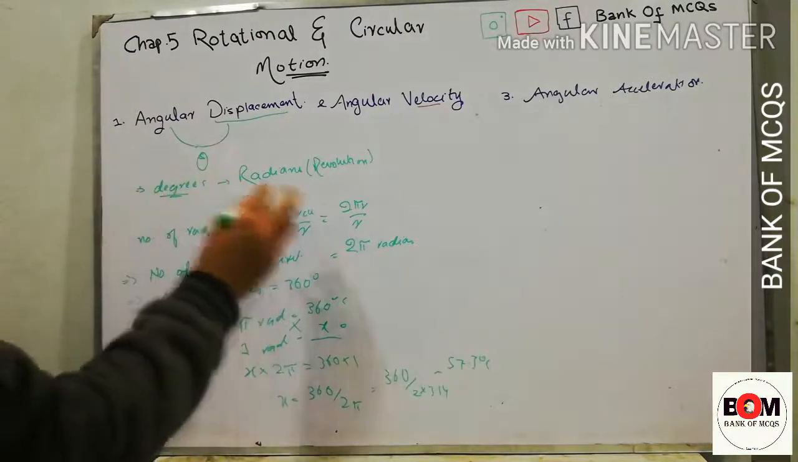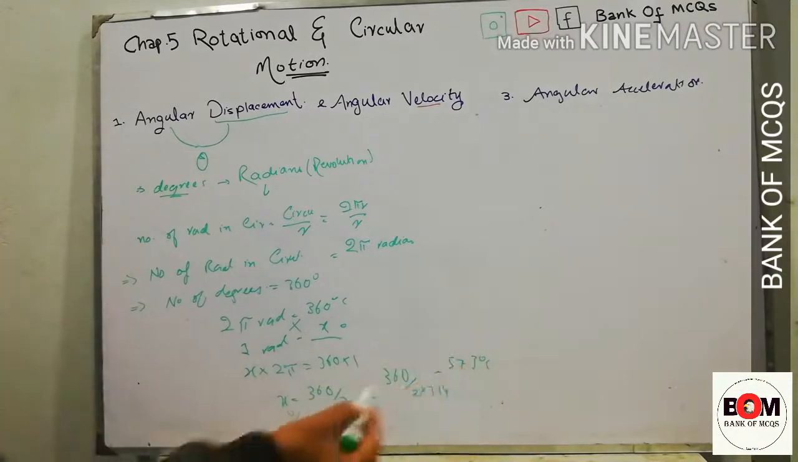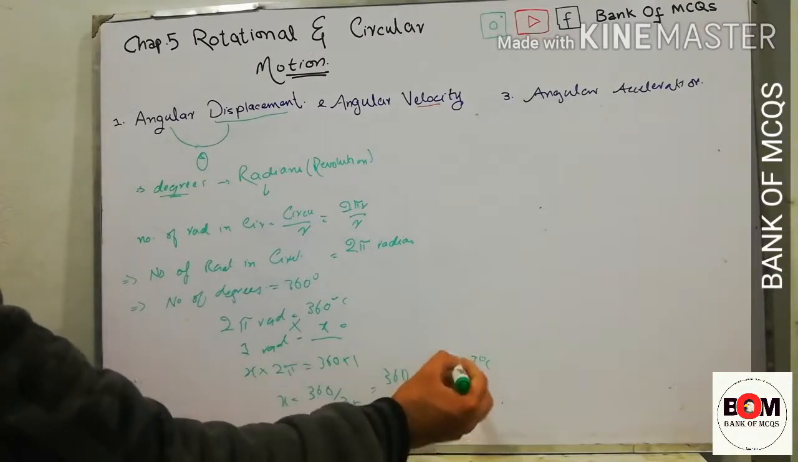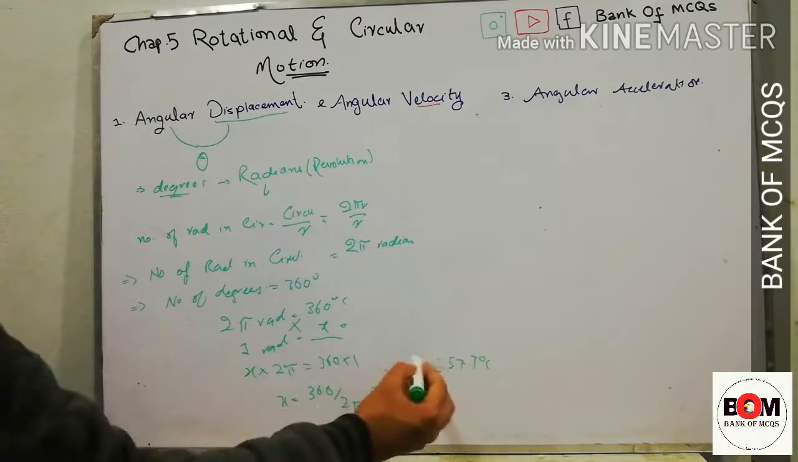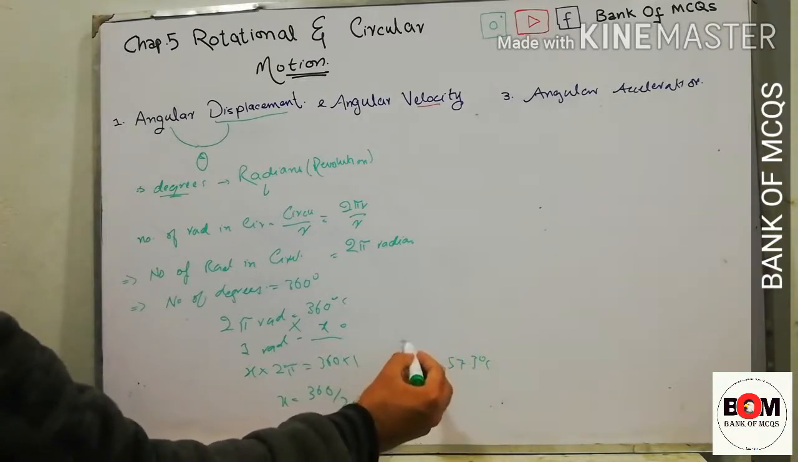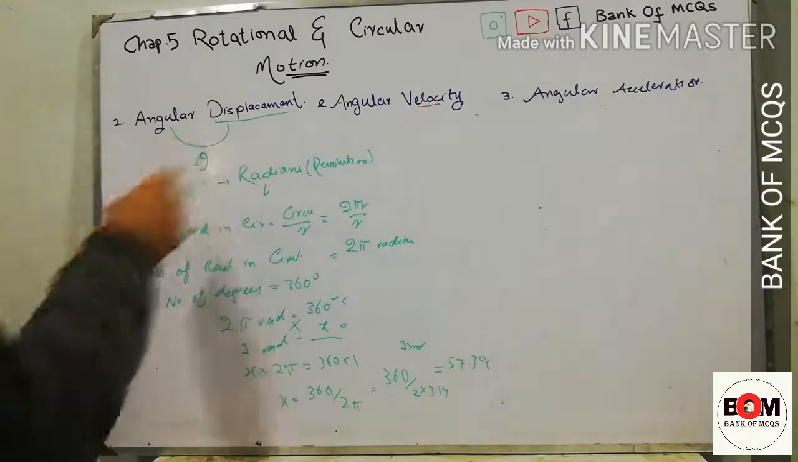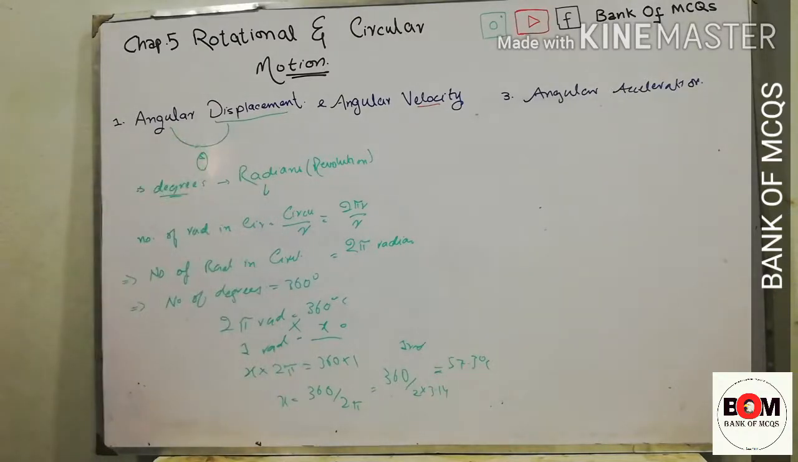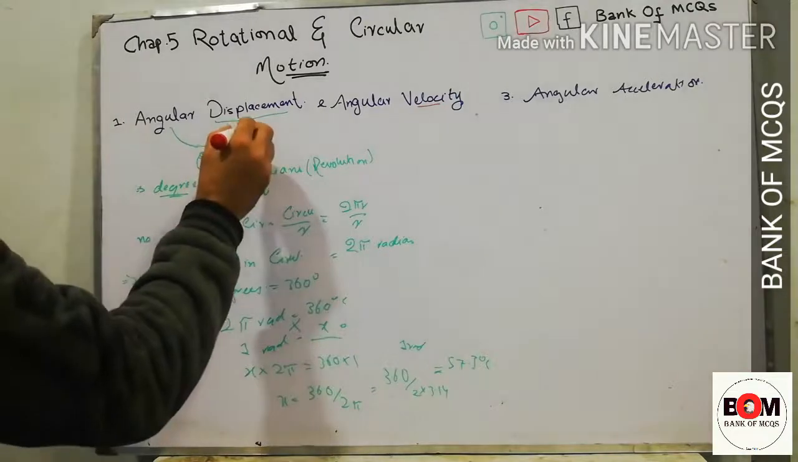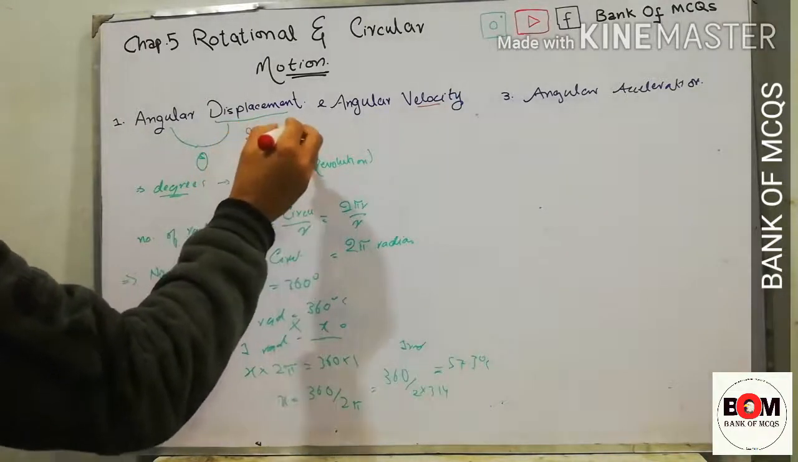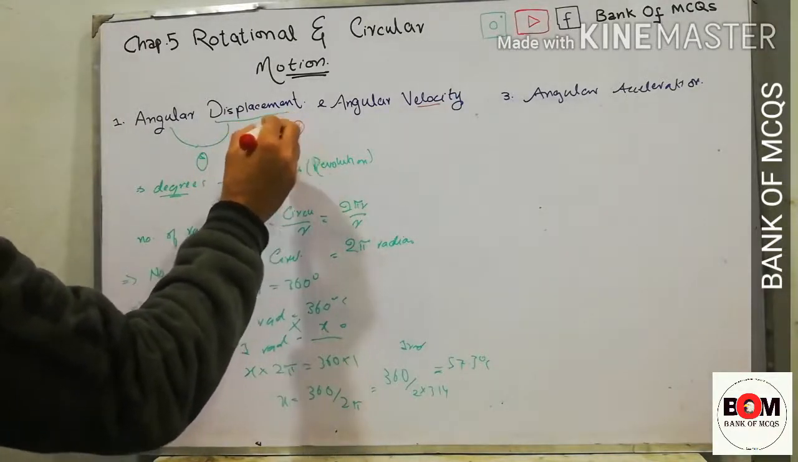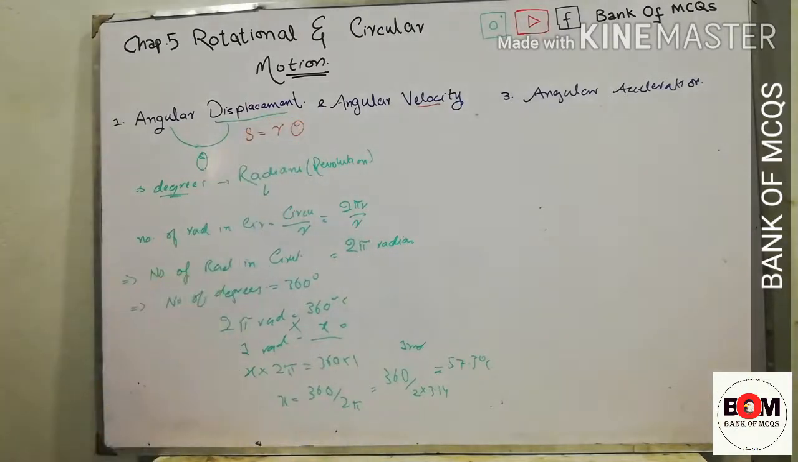So this is the angular displacement. This is its unit, degree or radian. This is the relation between degree and radian. So 57.3 degrees is equal to 1 radian. So always remember these. Further on, the relation between the angular displacement and linear displacement: this is the linear displacement, this is the angular displacement. If we multiply angular displacement by r, we will get the linear displacement.